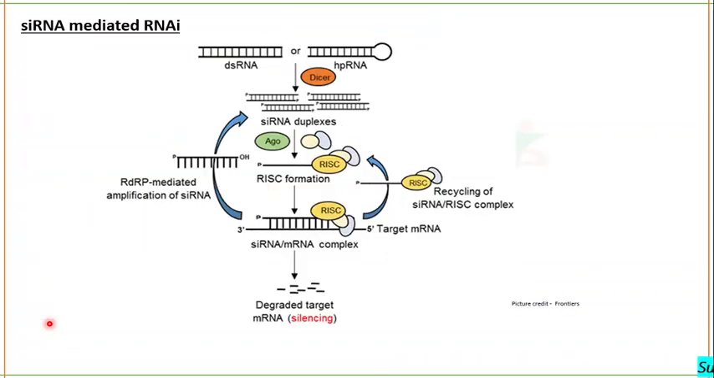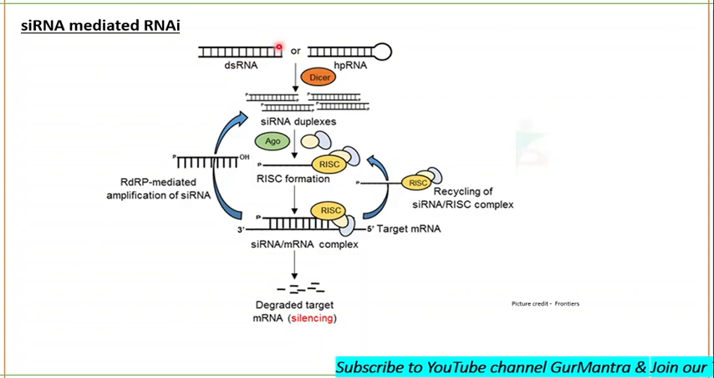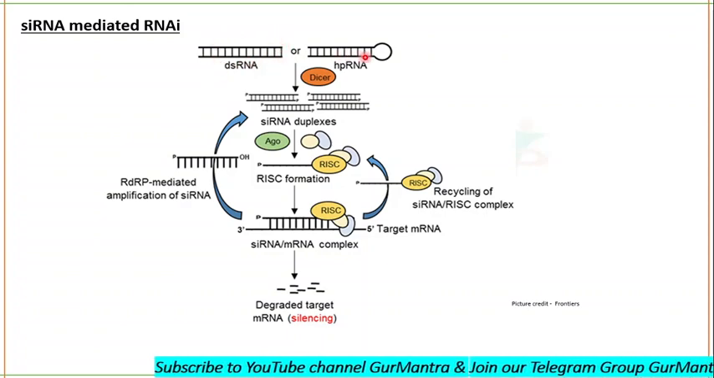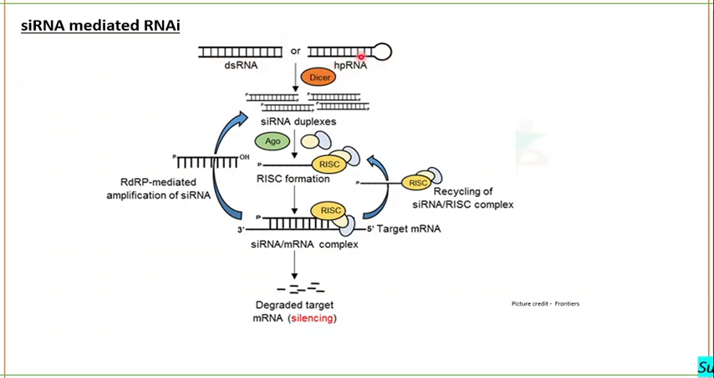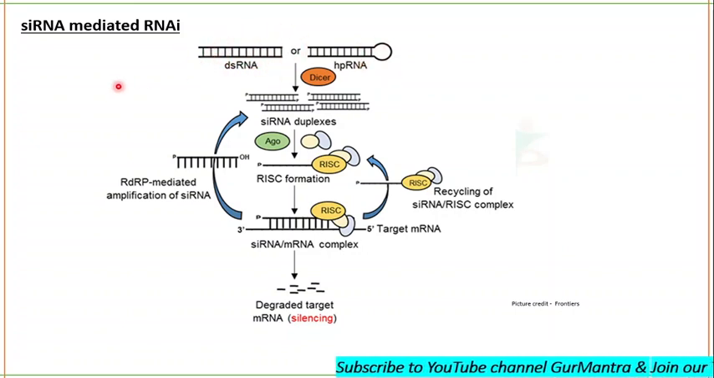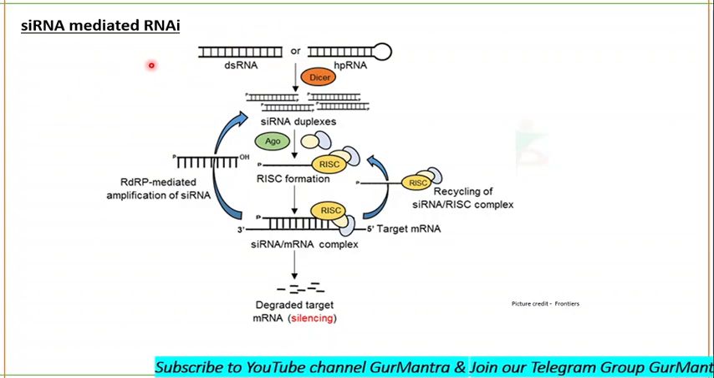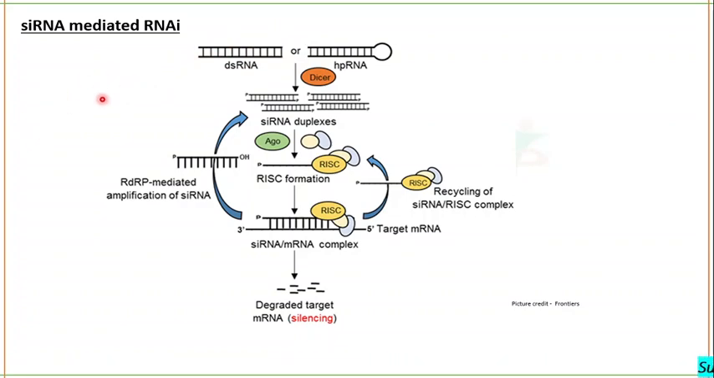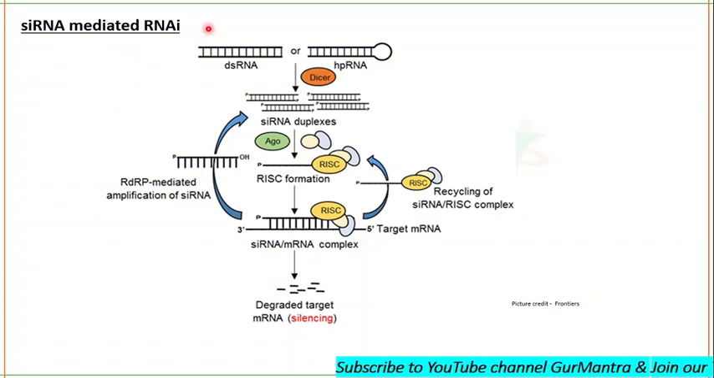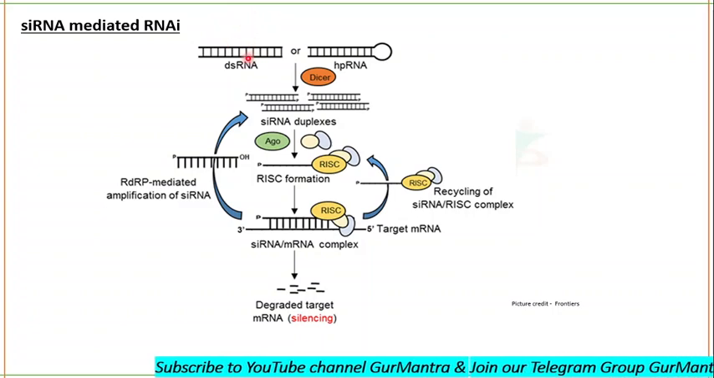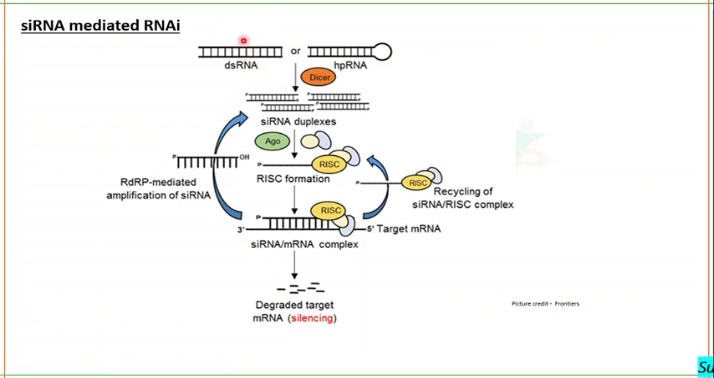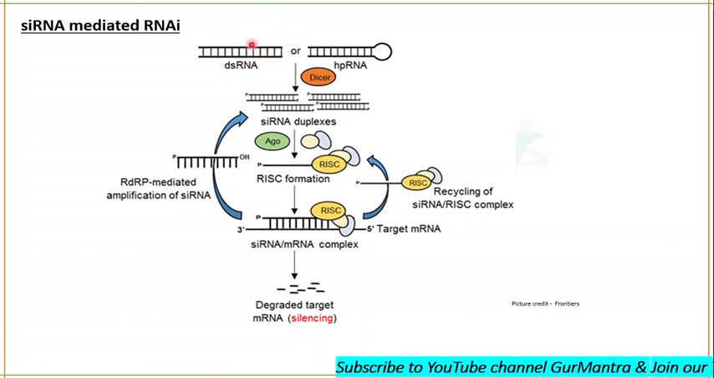Let's see the siRNA mediated RNAi. This is a double-stranded RNA, which we call hairpin RNA. How can this double-stranded RNA be formed? It can be formed when RNA is transcribed from the same DNA molecule. The same DNA molecule will transcribe two RNAs that are complementary to each other, so that they form a double-stranded RNA molecule.